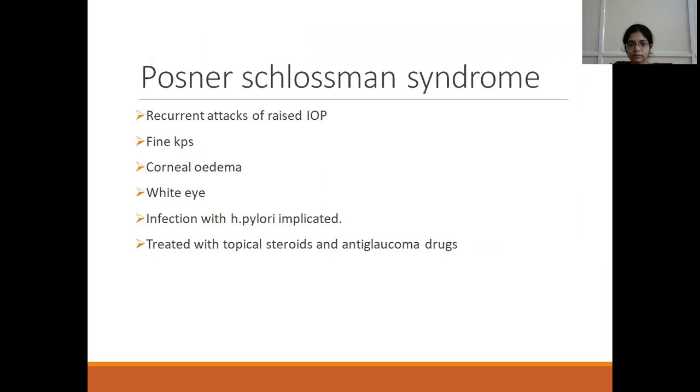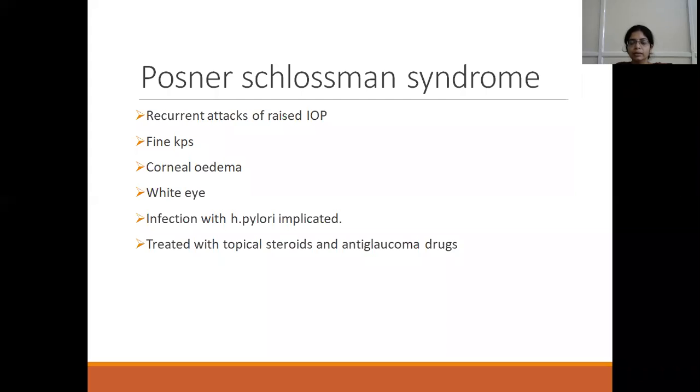This is the picture. Now the last part, what is Posner-Schlossman syndrome, also known as glaucomatocyclitic crisis? It usually occurs unilaterally and there are recurrent attacks of raised intraocular pressure. Usually H. pylori or Helicobacter pylori infection is implicated, and it can also occur in case of herpes. All these can lead to trabeculitis and might cause raised intraocular pressure. So you can see corneal edema, but otherwise usually the eye is quiet, but the intraocular pressure is definitely raised. And there can be very fine keratic precipitates.